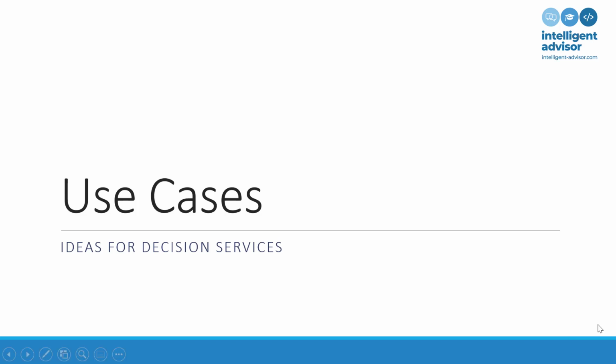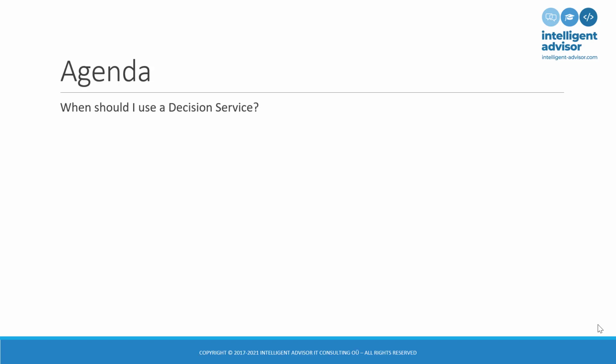In this short chapter, we'll look at where you can find more information about use cases and some questions that you can ask yourself when you're considering using decision services. Let's look at the agenda. It boils down to this question: when should I use a decision service?